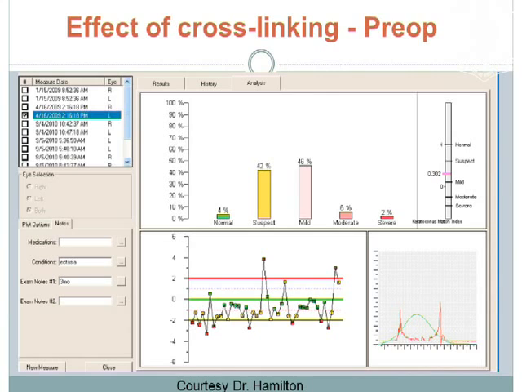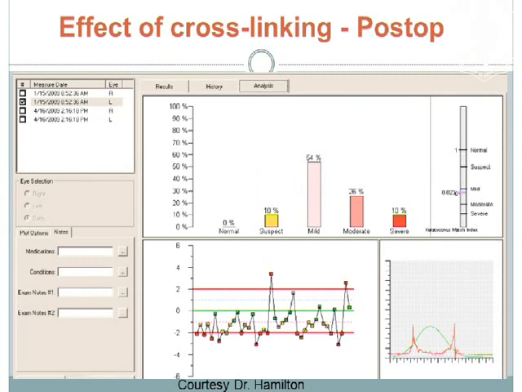Cross-linking, we can use this tool to evaluate the effect of our cross-linking on the patients, and this was a patient who pre-cross-linking was classified as a moderate keratoconus, and 6 months after cross-linking you see that the value has changed and now the patient comes under the mild category.